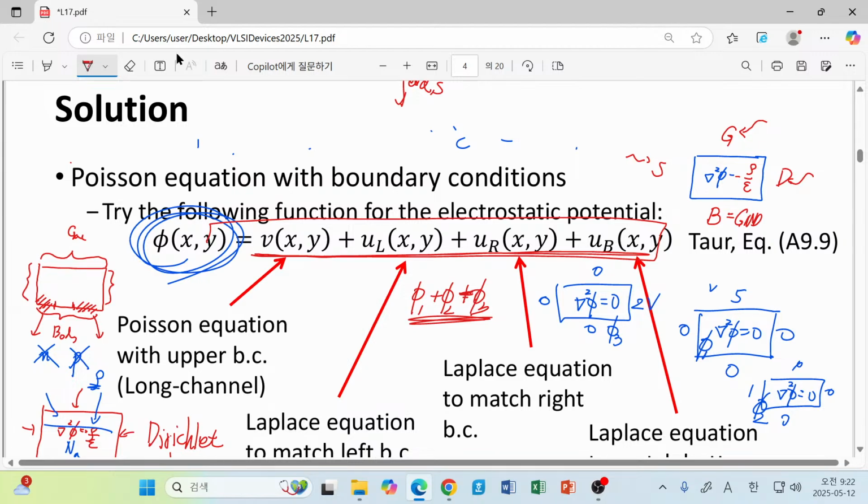However, please note that the best way we make this decomposition is when we consider an extremely long channel limit. Then our solution should correspond to the long channel case. So are you with me?